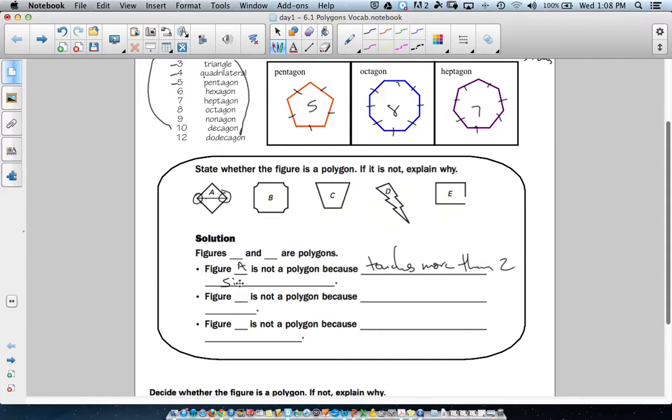Let's look at B. So B, this looks good. There's straight lines there and there and there. The only issue is these. So B, we're going to say is not a polygon because it has curved sides. Let's look at D. Straight side, straight side, straight side. Now, E is not going to be a polygon for a real simple reason. There's an open edge. Now that leaves C, which is a polygon, and D is a polygon.